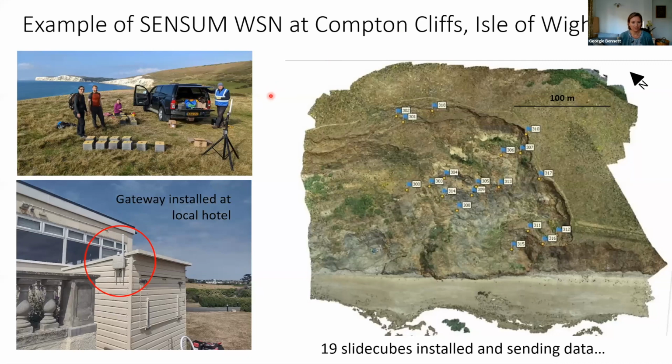This is just some nice visuals of one of our SENSUM wireless sensor networks at Compton Cliffs on the southwestern end of the Isle of Wight. Here you can see some nice drone imagery and 19 of our sensors across this landslide complex. The slide cubes in preparation on top of the cliffs here, and a gateway installed across the bay at the Freshwater Hotel.